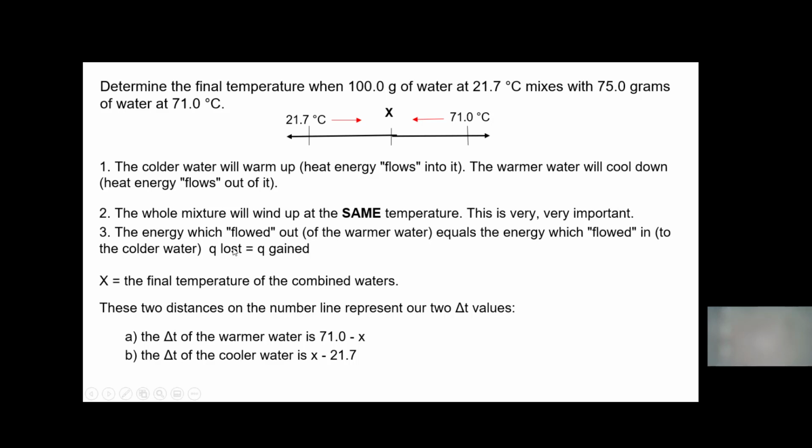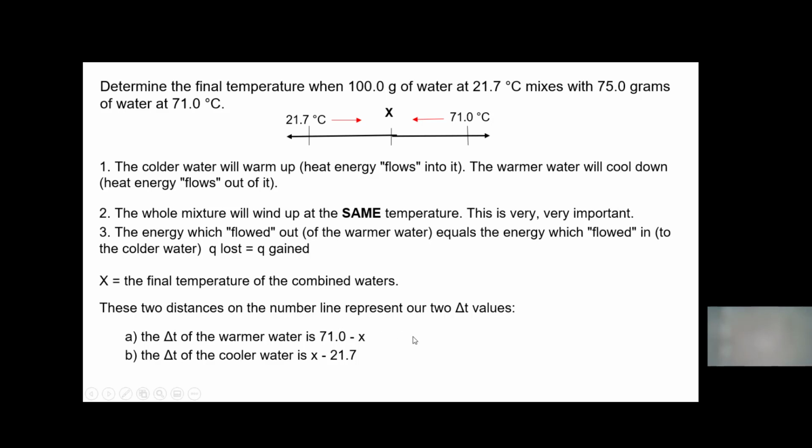This is how they want you to set up part C, but you'll see why it's kind of a nightmare. That's why I break things up. One's going to lose, one's going to gain, and eventually we end up with the same temperature. So delta T on one side is 71.0 minus X, and the other is X minus 21.7, because the final temperature is going to be warmer than what the colder water started with, and cooler than the warm water's start. The way I set it up, I'm also removing the negative sign from the formula, so that's why these look a little different.